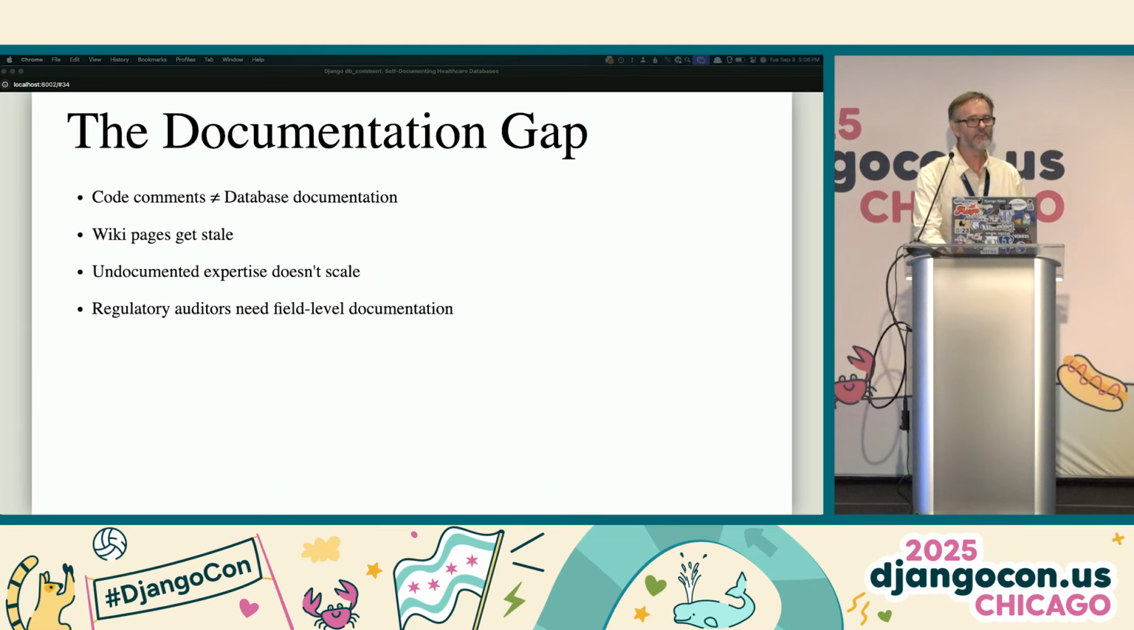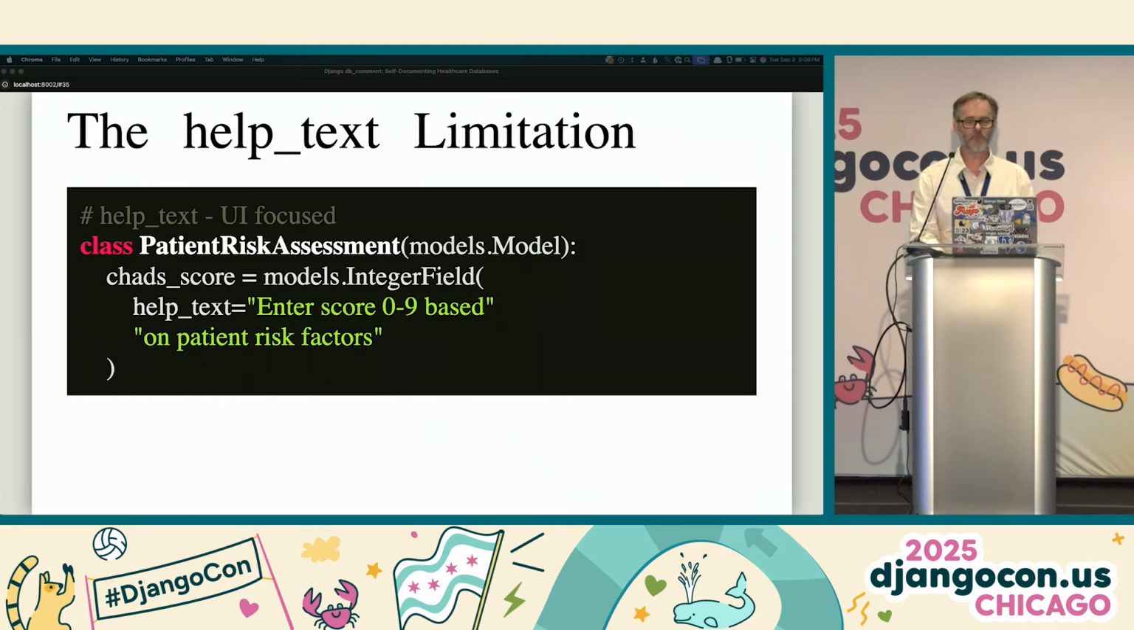And I know some of you out there might be saying, but Ryan, we've got help text. That'll solve all of our problems, right? If we just add help text to the CHAD score, this isn't a problem anymore. Well, but it is. It's still a problem. This doesn't solve anything for us on the database side. Because help text, well, that is for our end users. It's UI-focused guidance.